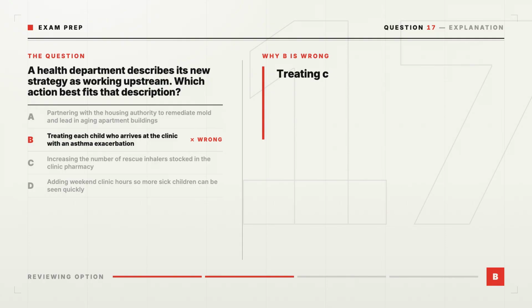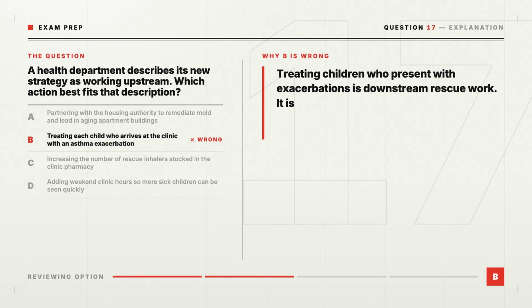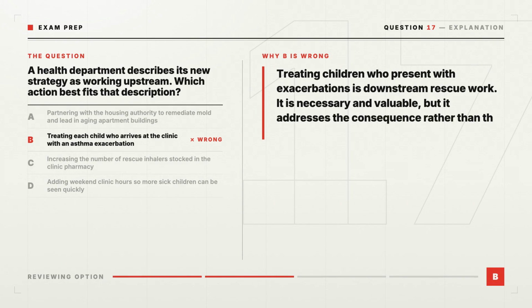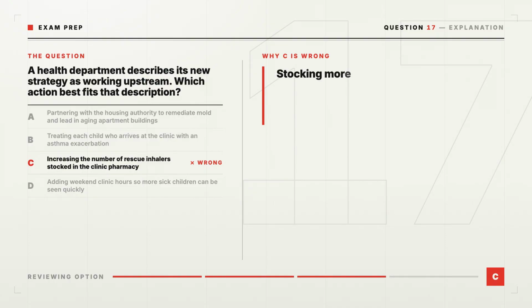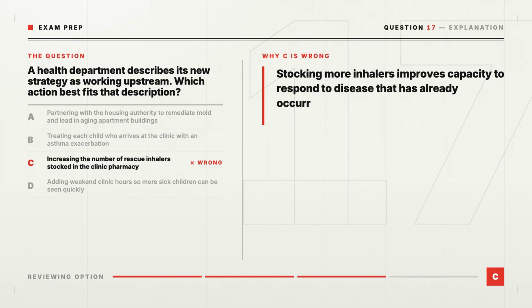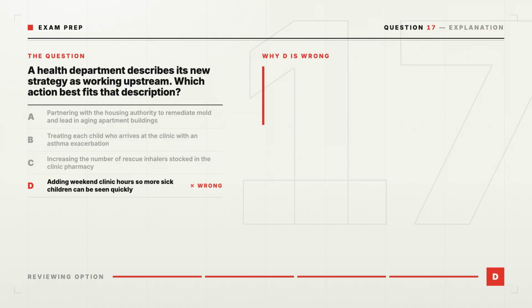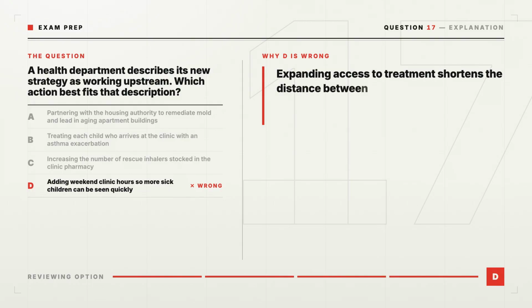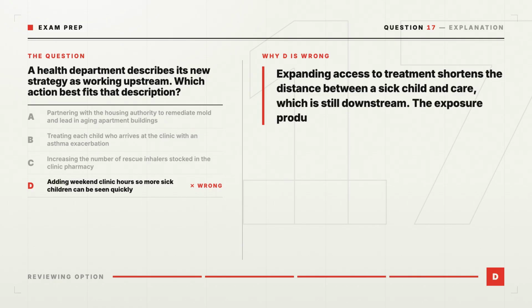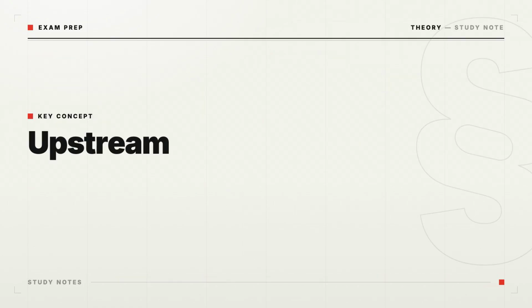B is wrong because treating children who present with exacerbations is downstream rescue work. It is necessary and valuable, but it addresses the consequence rather than the cause. C is wrong because stocking more inhalers improves capacity to respond to disease that has already occurred. The number of children exposed to the trigger does not change. D is wrong because expanding access to treatment shortens the distance between a sick child and care, which is still downstream. The exposure producing the illness continues unchanged.